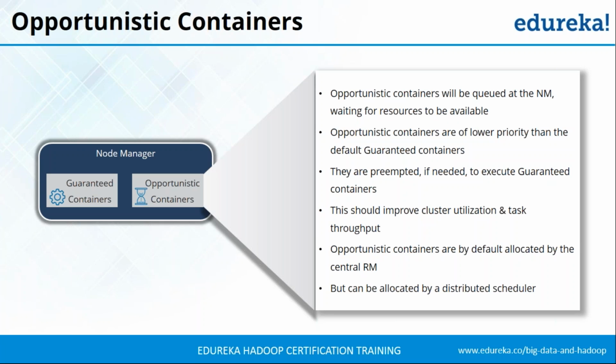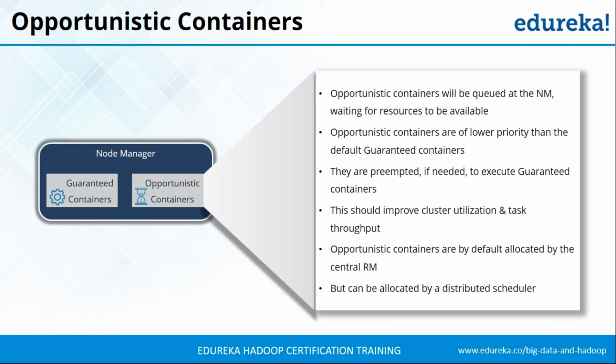to start. And let me tell you guys, opportunistic containers are of a lower priority than the default guaranteed containers and are therefore preempted if needed to make room for guaranteed containers. This improves your cluster utilization. Opportunistic containers are by default allocated by the central resource manager, but support has also been added to allow opportunistic containers to be allocated by a distributed scheduler, which is implemented as an application master resource manager protocol.